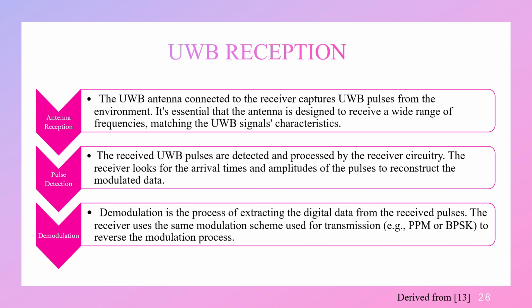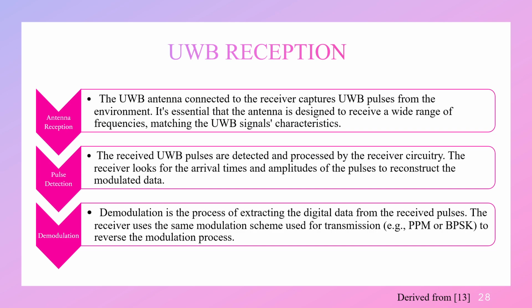Now let's see how the UWB reception works. It also has 5 major steps. The first one is the antenna reception. The UWB antenna connected to the receiver captures UWB pulses from the environment. It's essential that the antenna is designed to receive a wide range of frequencies matching the UWB signal's characteristics.